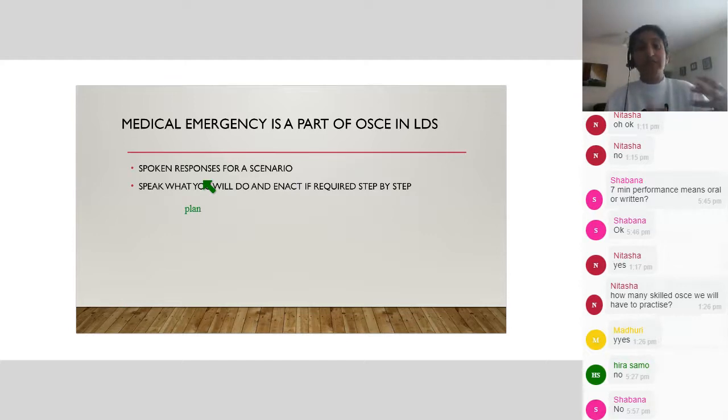The examiner may tell you, show me how you will be using the oxygen cylinder. So you will do everything. Obviously, you will not put the mask on the patient, but you will do everything, how you will switch on the oxygen cylinder, how you will connect the mask. And then the examiner may ask you a few more questions like, okay, Dr. Shabana, you gave GTN. Can you tell me the mechanism of action of GTN? Can you tell me the advantages and disadvantages of GTN? So the examiner may ask you questions, may not, and they may just tell you to take care of the patient step by step.